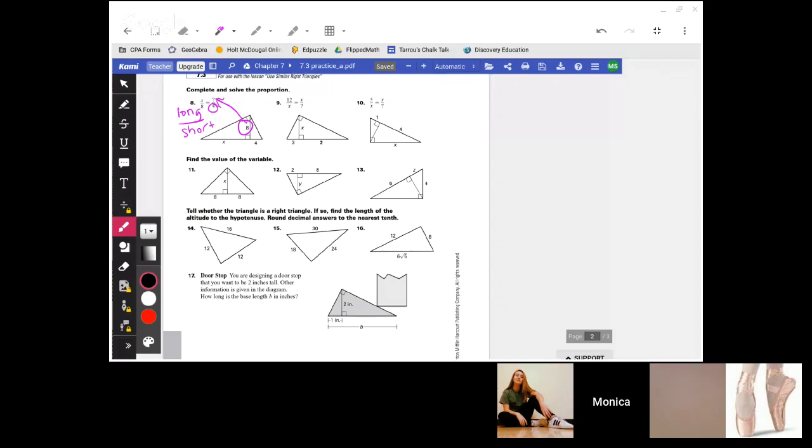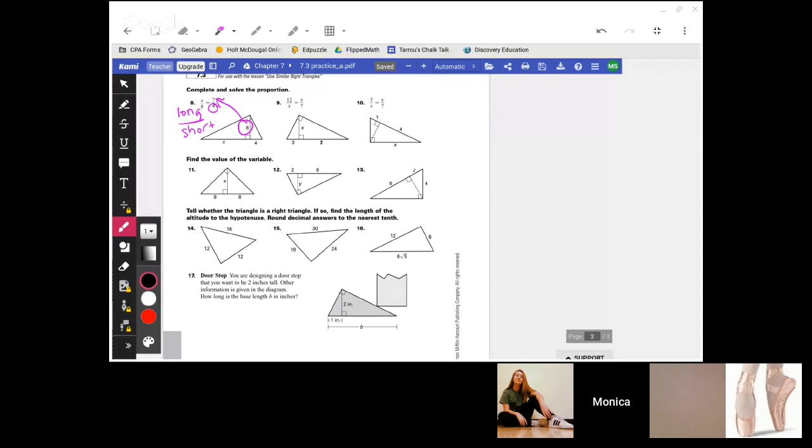And then you can solve that, okay? Cross multiply, divide. So you'll do the same thing for 10. So for 10, you start out with 5 over x. So where does that 5 come from? Yes, 5 comes from adding the 4 and the 1.